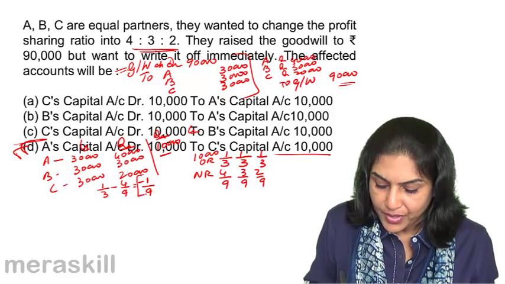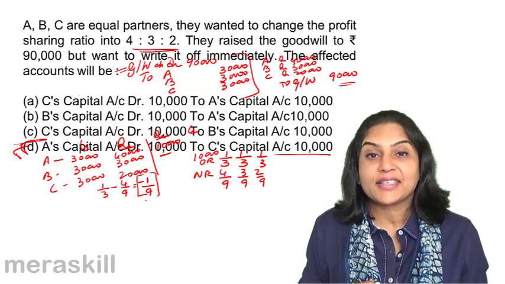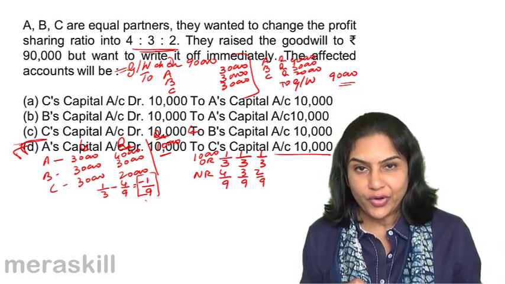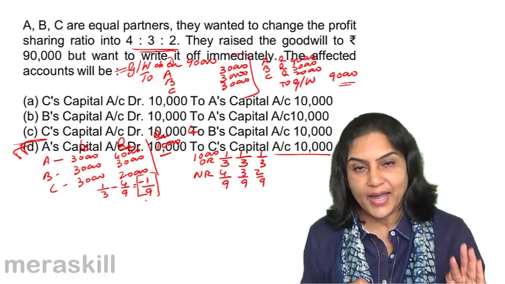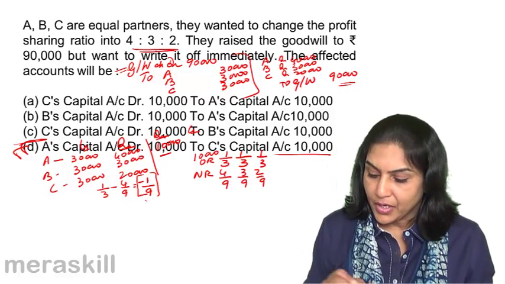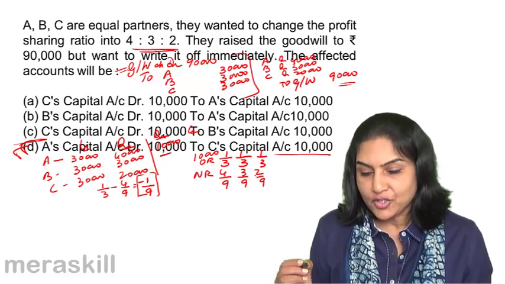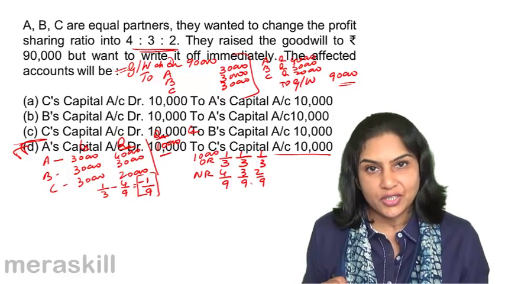What does minus 1 by 9 mean? A is standing to gain. His new ratio is higher than the old ratio by 1 by 9. In case of B, if you notice, it's 1/3. 3 by 9 is also 1/3. There is no change in the ratio.